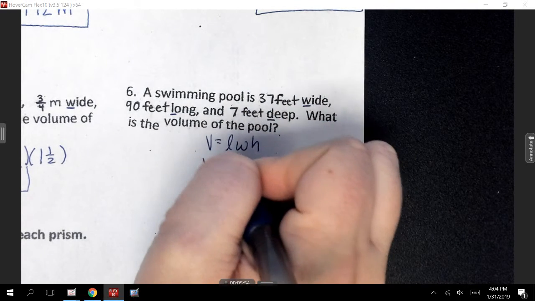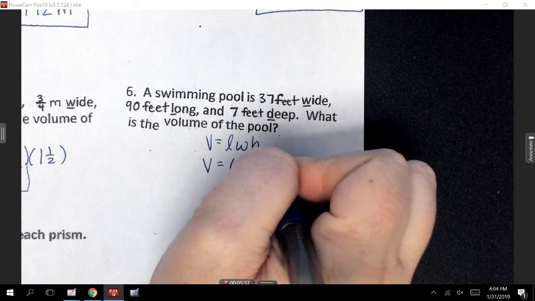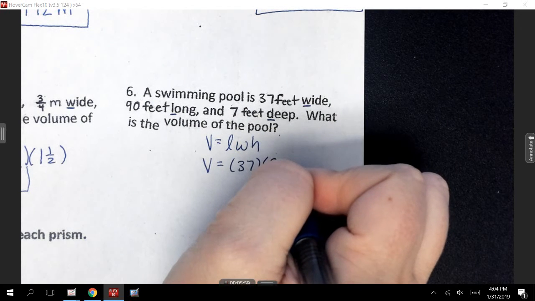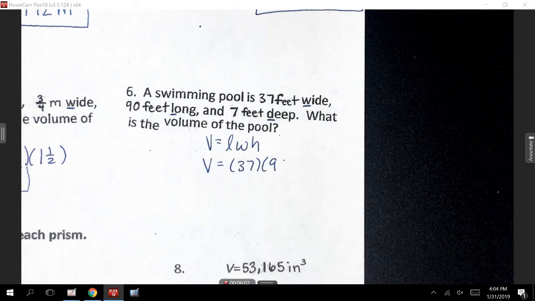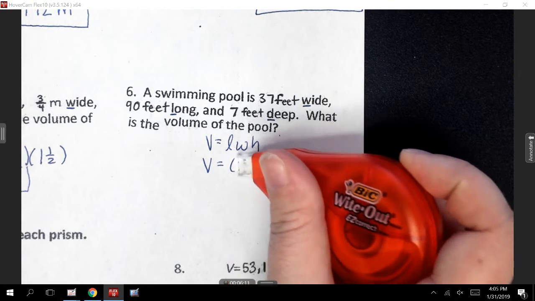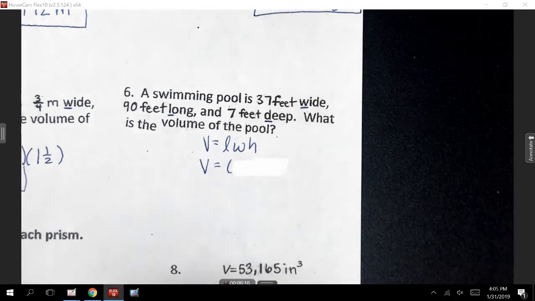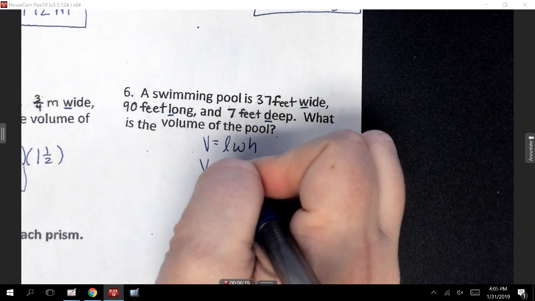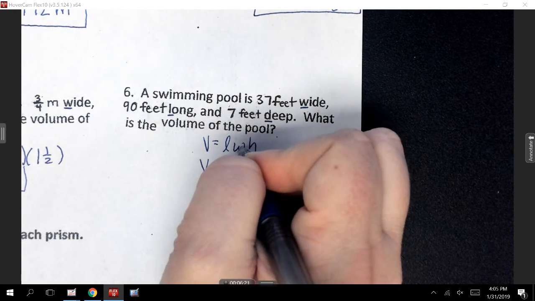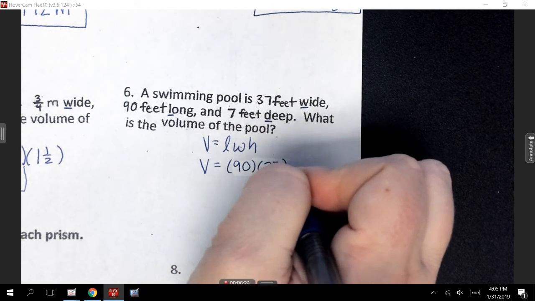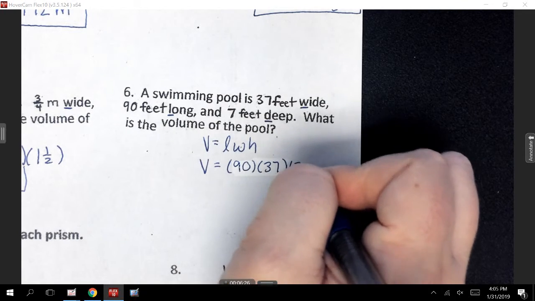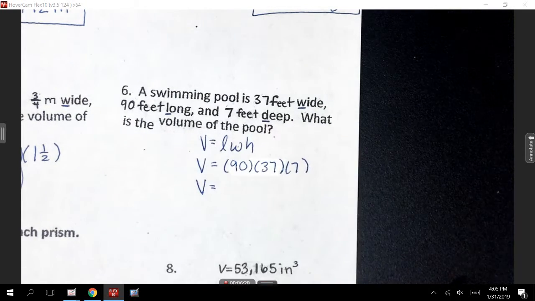V equals 37 was wide, 90 is long. Oh, I just wrote those backwards, didn't I? Look, I think I got tricky on you there, and I kind of tricked myself. So let me fix my work right here. So it says feet wide, so my 90 is going to be my long, so that needs to be first, 90. W is next, so that's 37. And then feet deep would be 7. Ooh, almost got in trouble there.